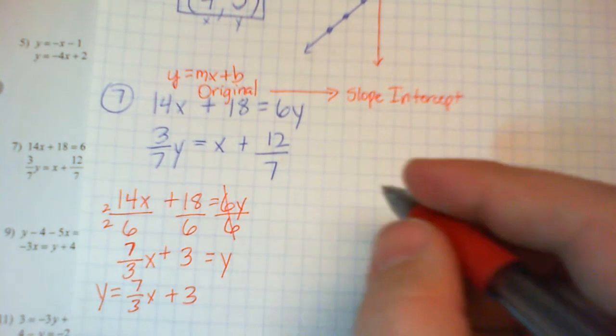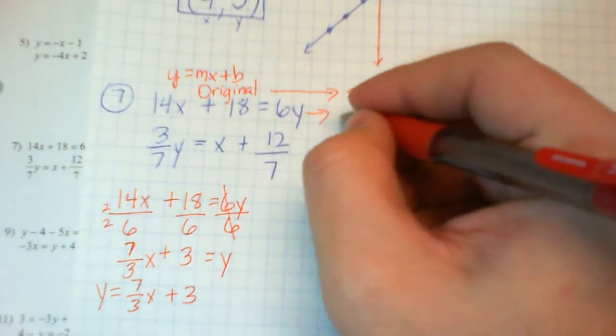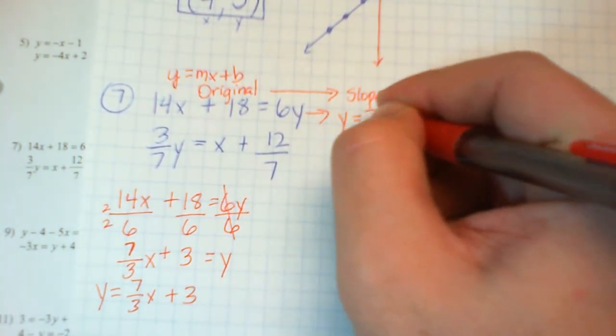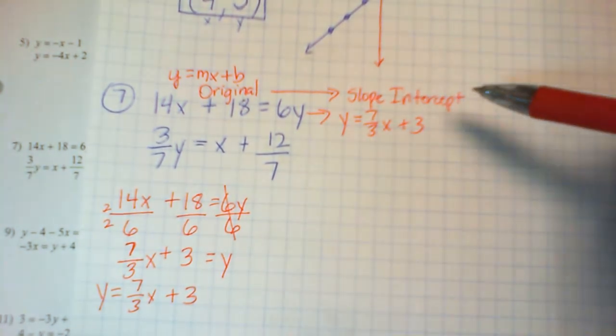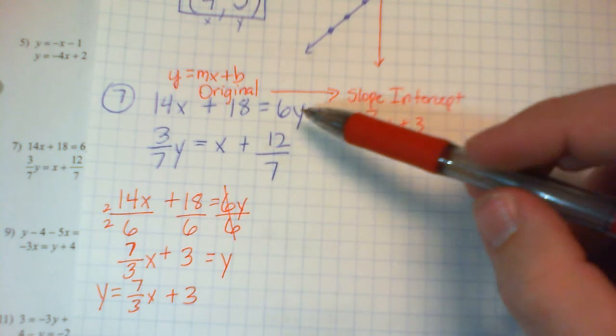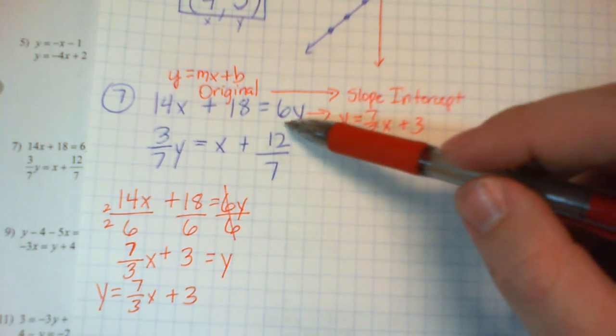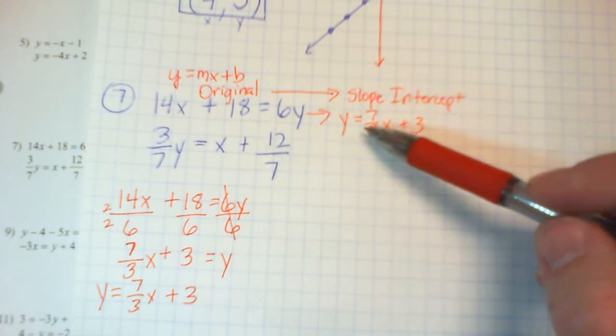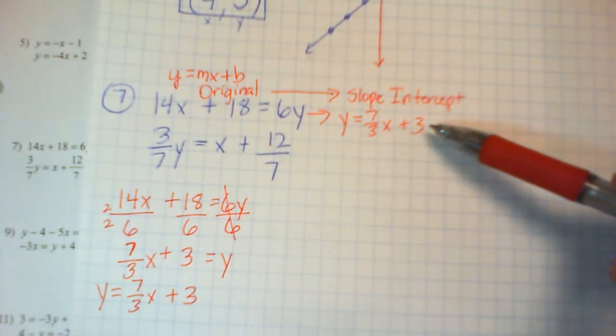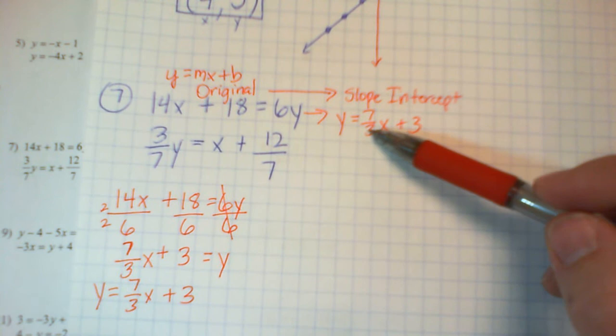So the slope-intercept form of this equation is simply y equals 7/3 x plus 3. And you may be saying, Mr. Ipock, why am I putting it in slope-intercept form? Well, if I was to look at this, I could not determine the y-intercept and slope just by looking at this equation. So I put it in slope-intercept form so I can identify the y-intercept and the slope.